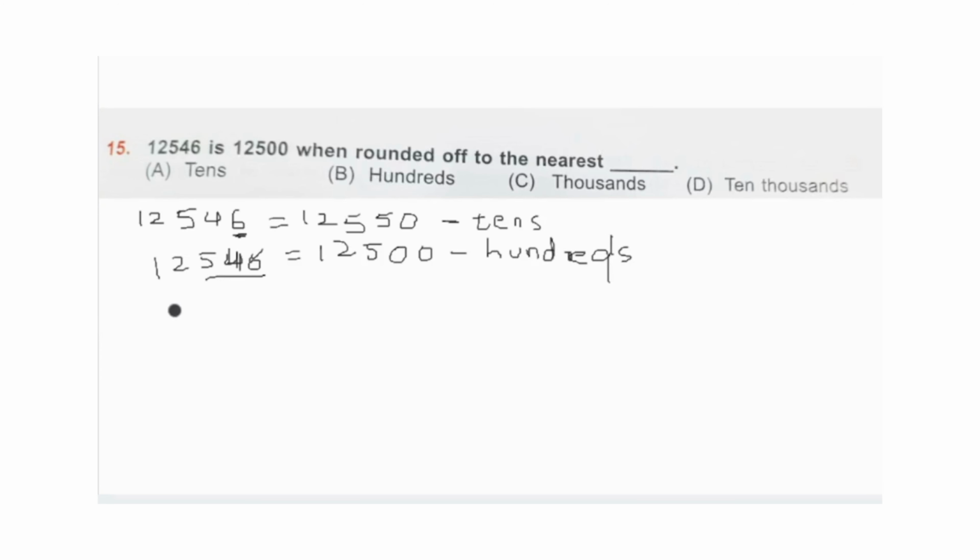Now let's try to round off to the nearest 1,000, which is 1, 2, 5, 4, 6, and then the 1,000 value is going to be this. And if you see, this number is greater than 2,500, so the nearest value is going to be higher than that, which is going to be 13,000. This is our thousands.